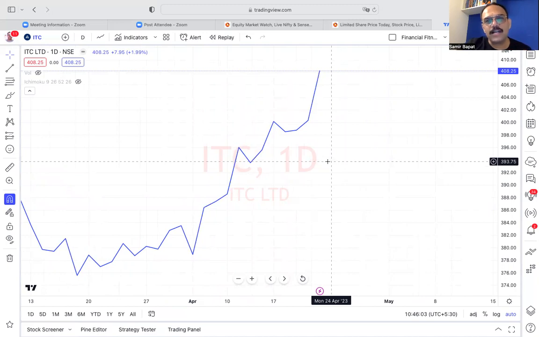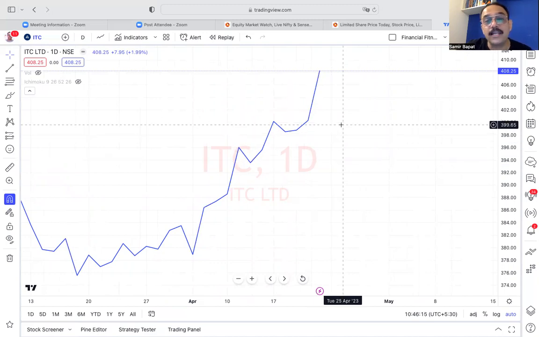What happened was, 400 years ago, Mr. Homma in Japan created the candlestick pattern. He used to trade in rice futures and options, 400 years ago in Japan. So he devised something called candlestick patterns. From where does this candlestick data come?